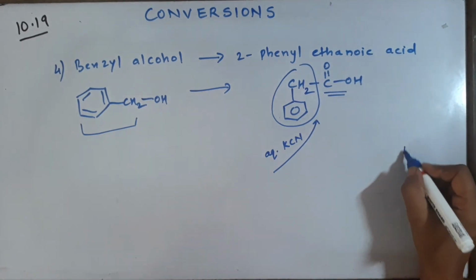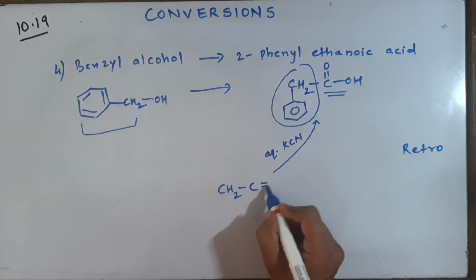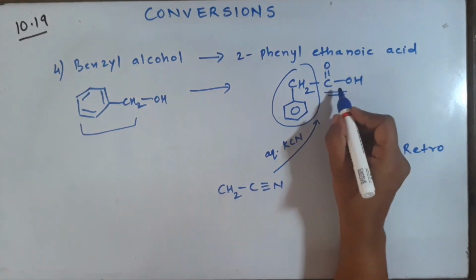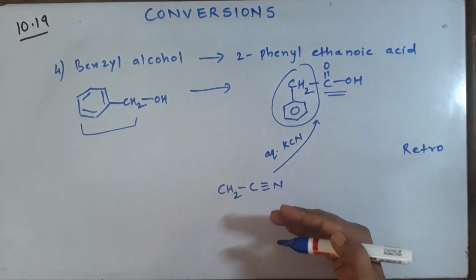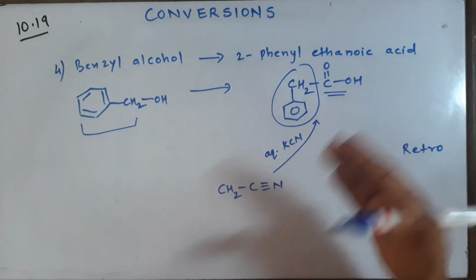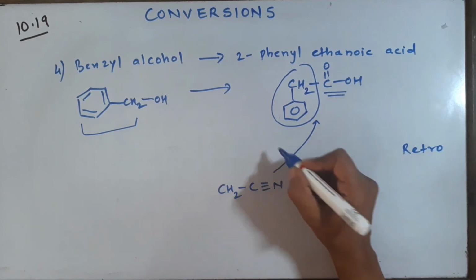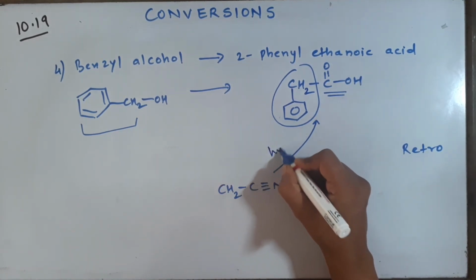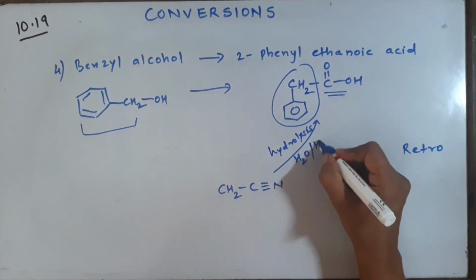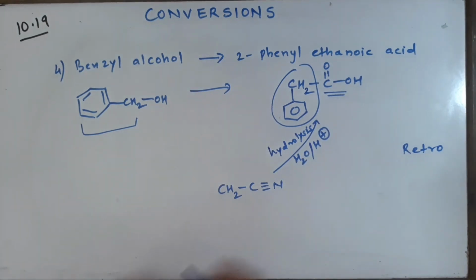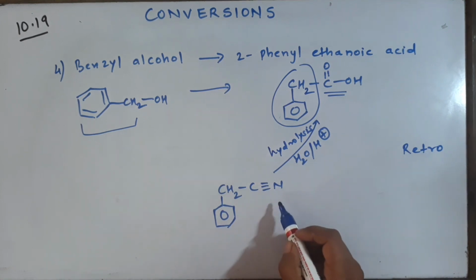We will just go retrosynthesis once again, the reverse synthesis, and we will get CH2C triple bond N, cyanide. You just have to remove the COOH. And what was COOH in the past? In the previous life, we may say it was a cyanide. And how did we get that cyanide? We got that cyanide by hydrolysis. So I'll just write hydrolysis here. We have to write hydrolysis, and for that we will use H2O in the presence of acid, and the whole compound can be redrawn like that. So it will become benzyl cyanide.